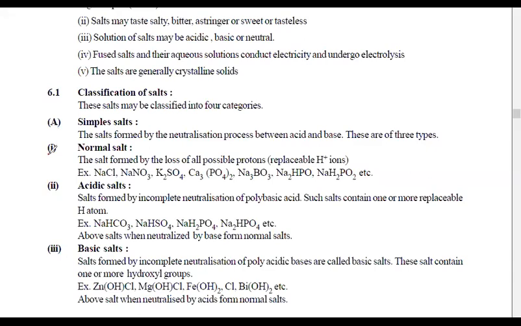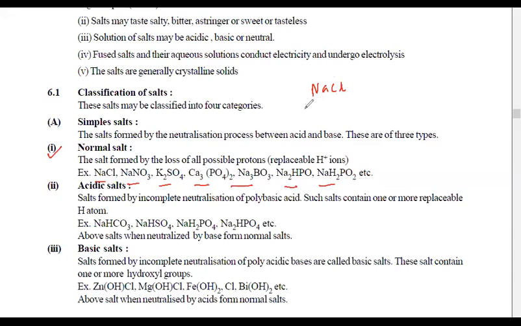The first kind is simple salts, which is normal salt. Now, when we talk about normal salts, see, these are the normal salts. If you see this, mostly normal salts are your strong acid and strong base salts. Now, how can you say that it is a strong acid and strong base salt? Take the example of NaCl. NaCl.